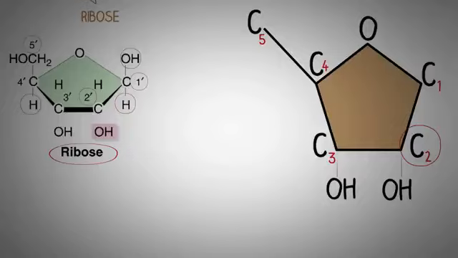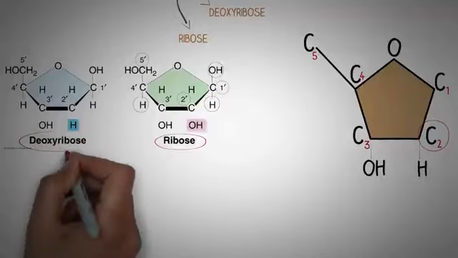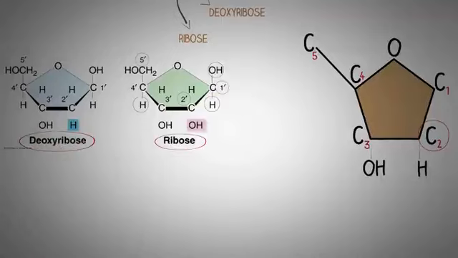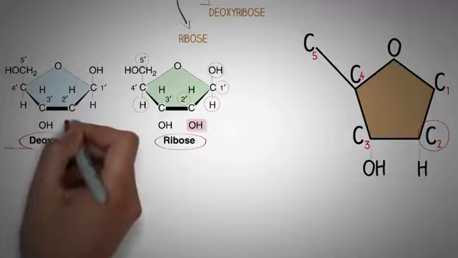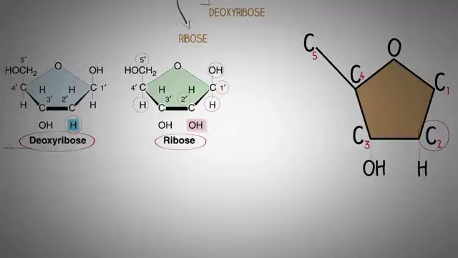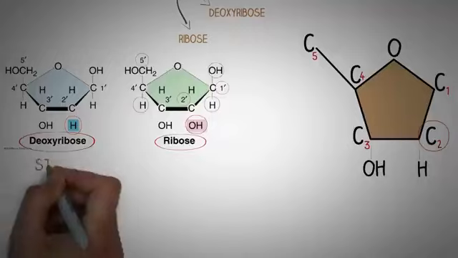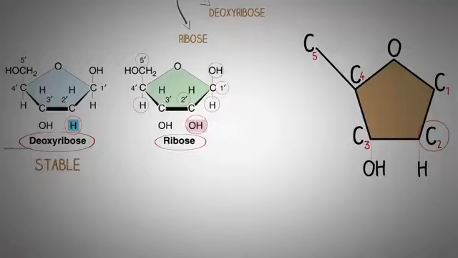Now if you compare this structure with the structure of deoxyribose, the only major difference is at carbon number 2: it contains only a hydrogen atom and not the hydroxyl group. So the resultant sugar is called deoxyribose. Here you can see that carbon number 2 in deoxyribose contains only a hydrogen atom, whereas in ribose carbon number 2 contains a hydroxyl group. You can also tell this by the difference in their names: deoxyribose has a prefix deoxy, which means removal of oxygen. The resultant sugar, deoxyribose, is more stable compared to ribose because of one less functional group.